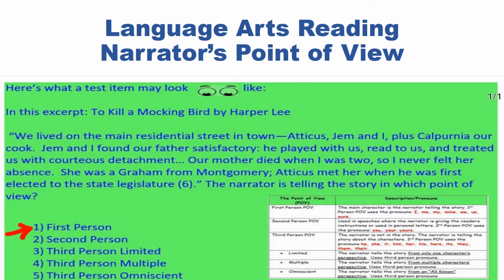So you want to make sure, again, that you are familiar with the various types of points of view in which a narrative can be told, and being able to identify which pronouns are used in these various points of view.